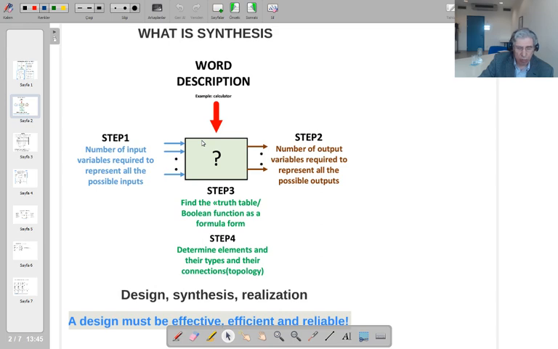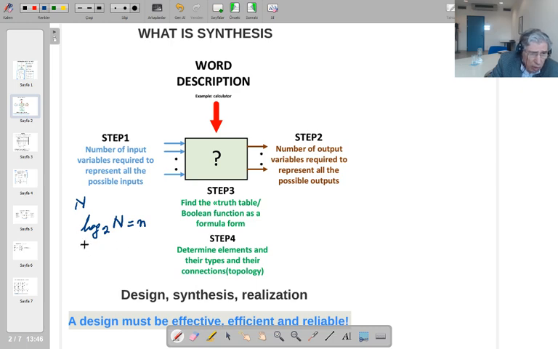If you go into more detail, how many different inputs are you going to apply to this circuit? To distinguish these different inputs, we have to determine the number of variables. So this is part of our job in the synthesis business. It is the number of input variables required to represent all the possible inputs. Let's say you've got capital N different inputs. How many input variables do I require to represent or separate these inputs? It is log base 2 of capital N equal to small n. This is an integer number.